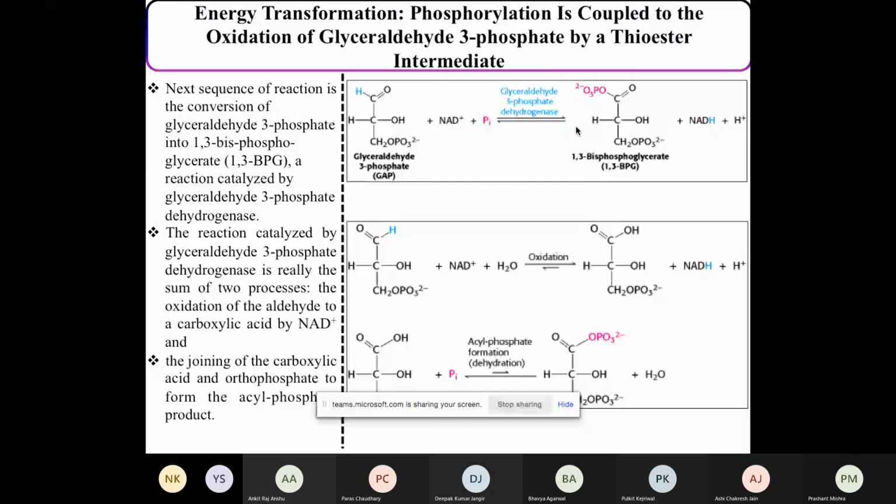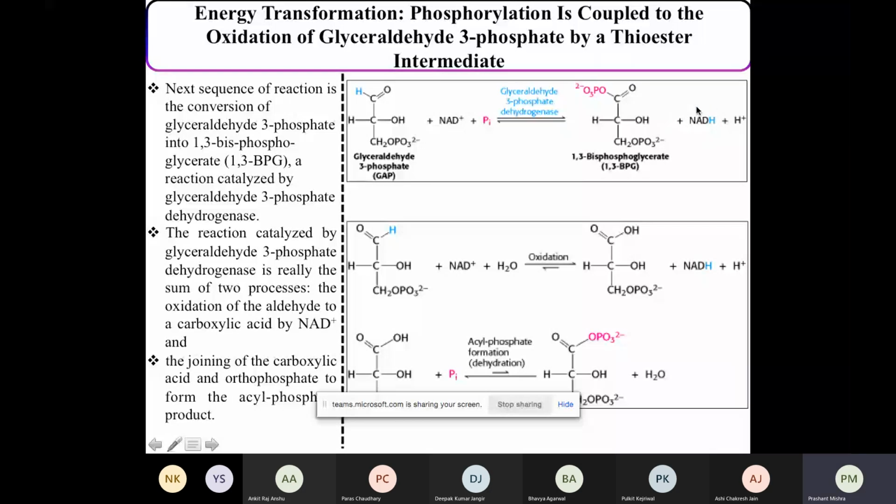Okay. So what is this reaction? This reaction is happening in presence of dehydrogenase. And you will see that this aldehydic group is converted into first acidic group, and then a phosphoryl group gets attached. I will explain it. And second important thing is happening is that NAD plus, which is present here, is converted into NADH.